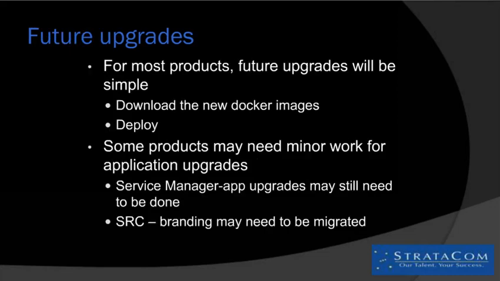For future upgrades, for most products, the upgrades are going to be pretty simple. You download the new Docker images and you just deploy them. You don't have to uninstall the old binaries, reinstall, or change your directory structure to copy the new binaries in there. It really is very simple to deploy these. They have a little web interface to deploy the Docker images you download, and you just click the upgrade button and it upgrades them. Of course, some products may need minor work for application upgrades. And with Service Manager, you still are going to have to do your internal application upgrades.